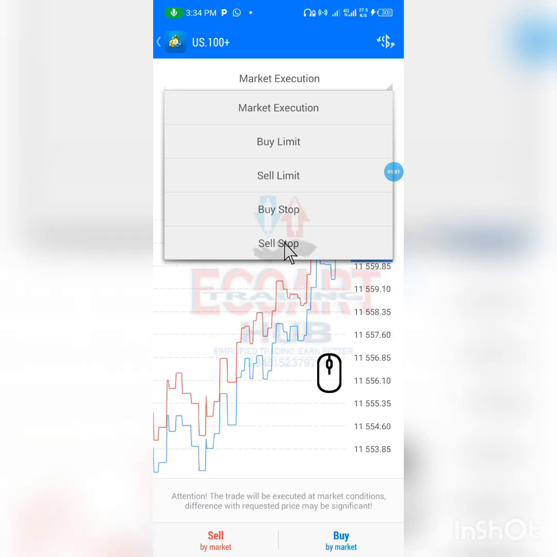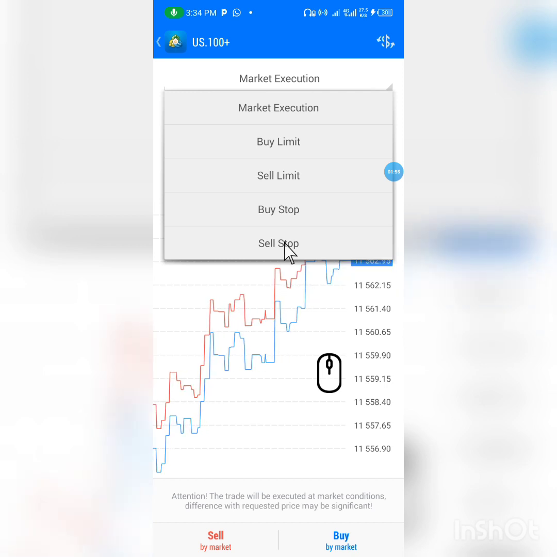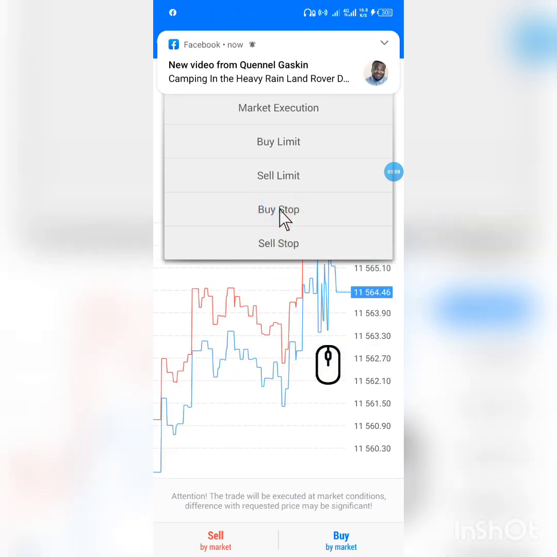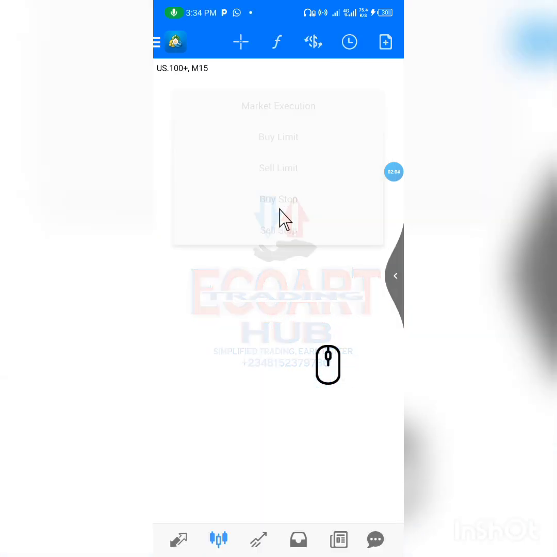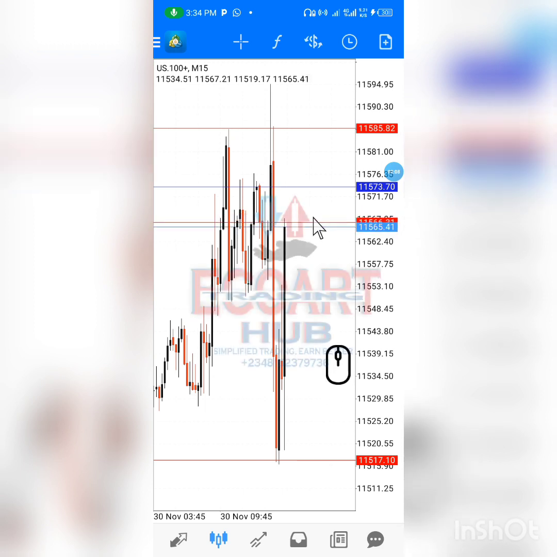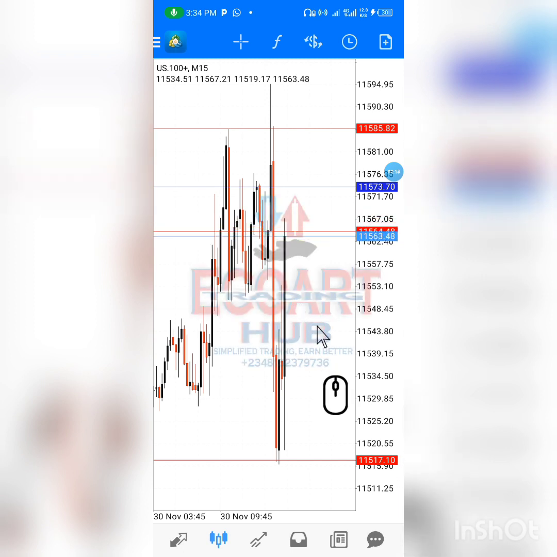So what it simply means is, we'll look at two, which are the buy stop and the sell stop. So how do we go about that? First thing we do is you look at your trade, you see the current market price. A sell stop is placed below the current market price.